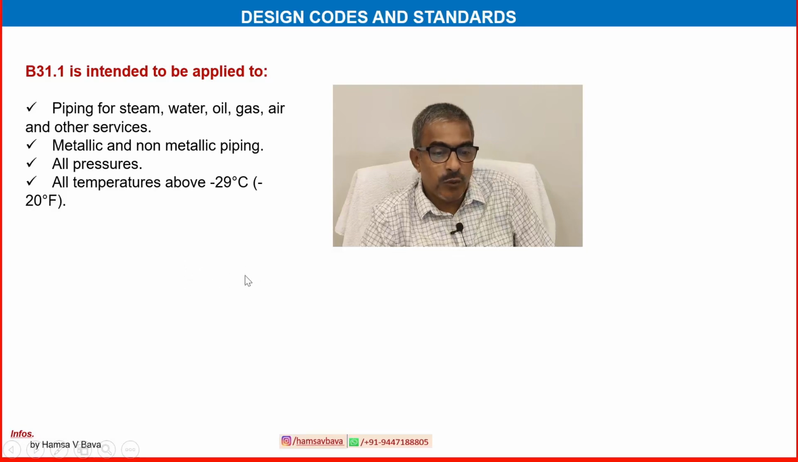B31.1 is intended to be applied to piping for steam, water, oil, gas, air and other services, metallic and non-metallic piping, all pressures, all temperatures above minus 29 degrees C.